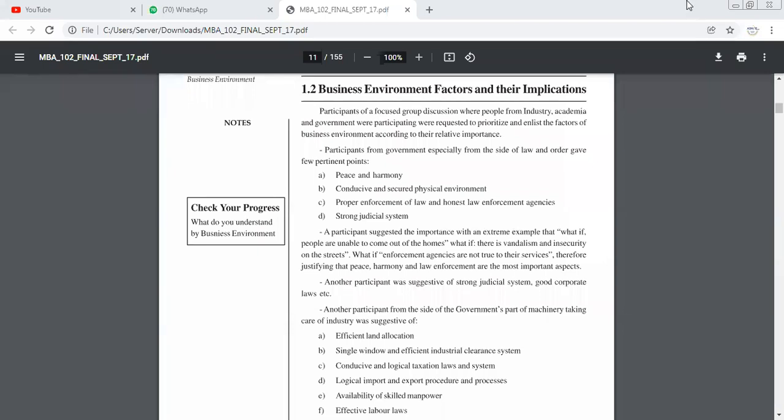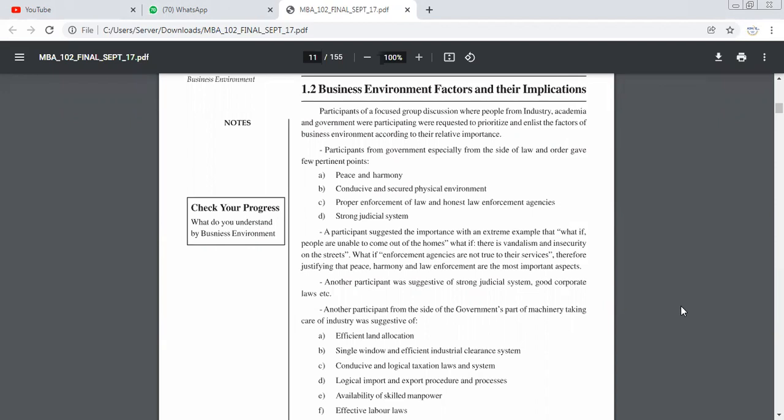Now there are other factors such as social, economical, cultural, technological, political, legal, ecological, market condition, location, and other factors that we are also going to see. We are going to see them one by one. Now see, business environment factors and their implementation. We are going to see the implementation of the factors as well.